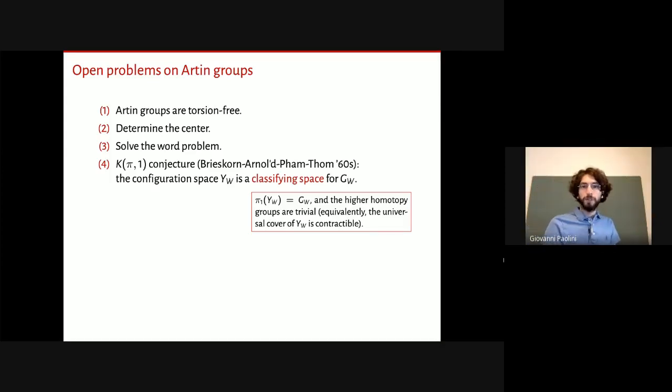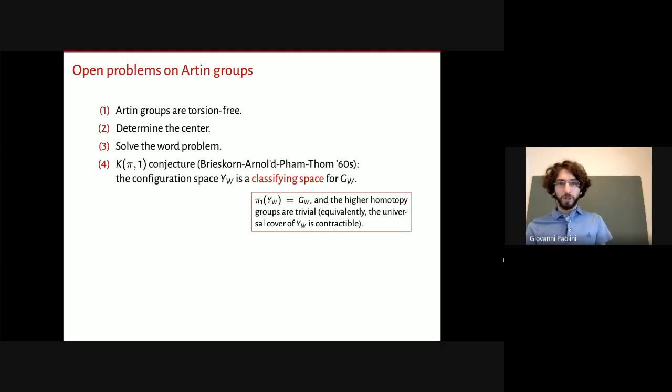Finally, the problem that we care about today is called the K-pi1 conjecture, which goes back to the 60s. So it is a fairly old problem. And it says that the configuration space Y_W, which we have constructed in the previous slide, is actually a classifying space for the Artin group G_W.